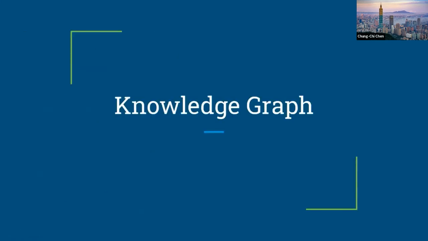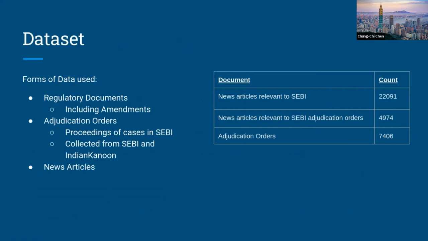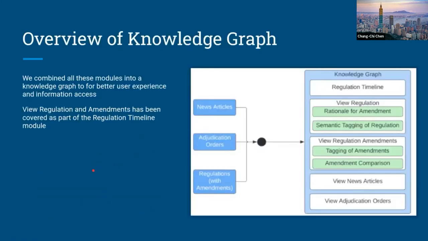Next, coming to the knowledge graph module, where we combine all the three previous modules and build a knowledge graph that connects regulatory documents with news articles and case files also. These news articles and case files have been collected from sources like SEBI and Indian Kanoon, which is a repository of legal cases, and other online news sources.